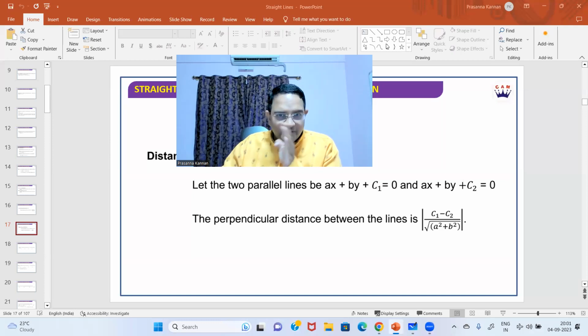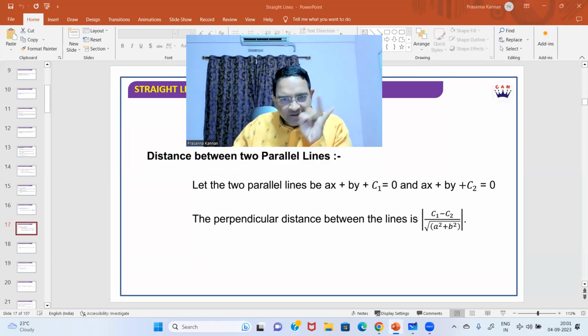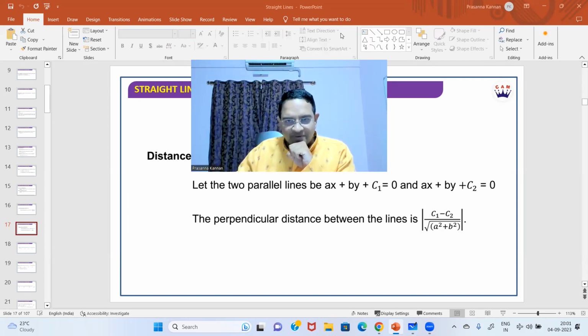The next class we will be discussing concepts like normal form, distance between 2 lines, distance between a point and a straight line. Then we'll be discussing condition for 2 lines to be parallel, condition for 2 lines to be perpendicular, angle between 2 lines, right? All these aspects we'll see in the coming class. Then with that, the concepts related to the chapter will be complete. Then we'll be going into solving questions on this chapter.